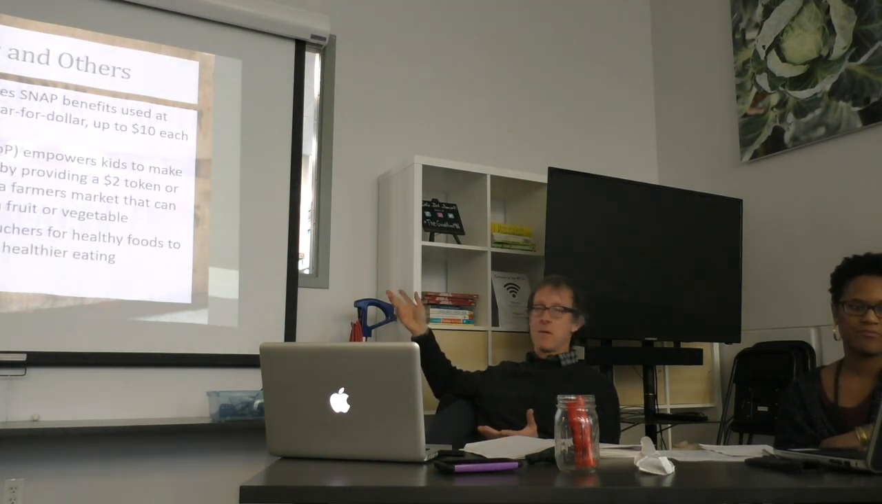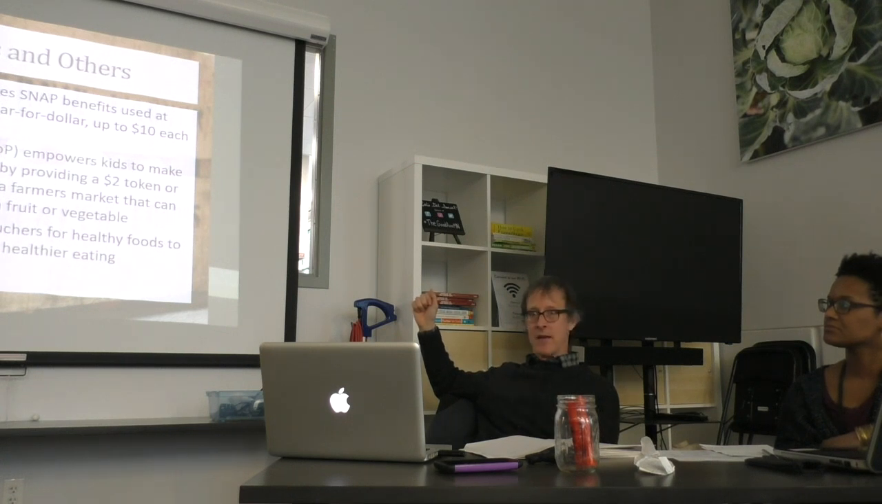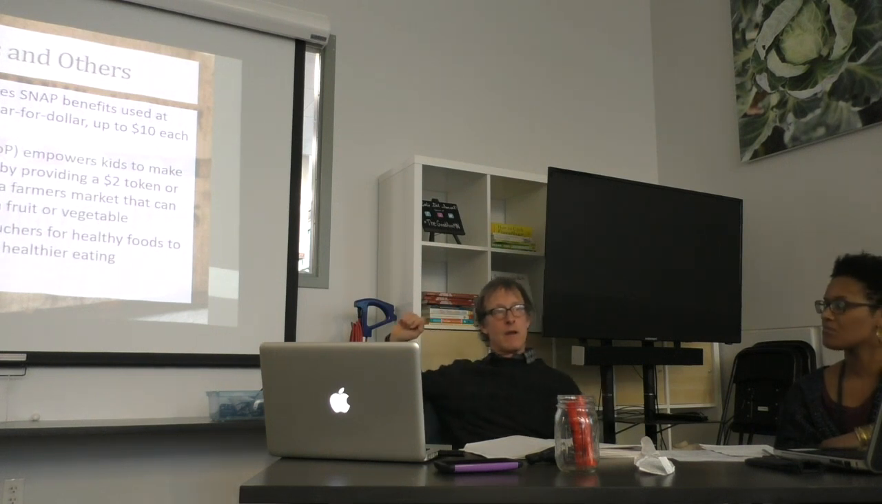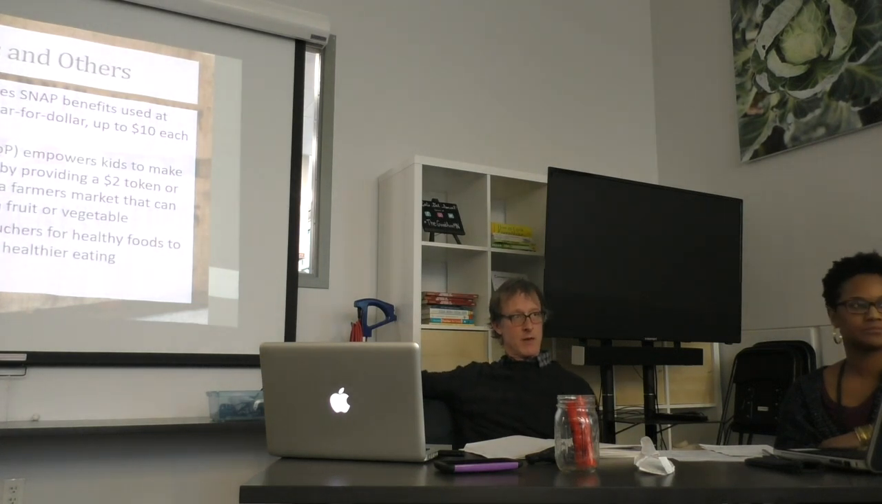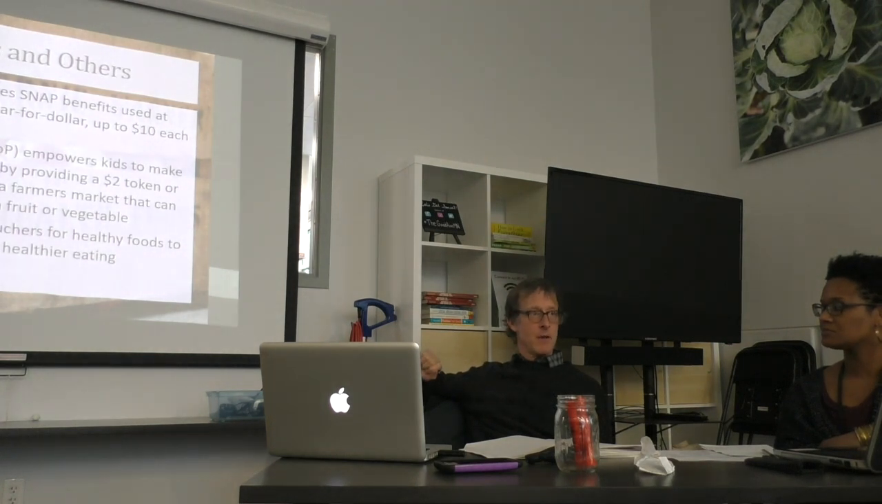So as many of you probably already know, Market Bucks matches SNAP benefits that are spent at the market, 1 for 1, up to $10 each visit. So what does it mean to match SNAP benefits? If a customer wants to use their SNAP benefits at a participating farmers market, and let's say they want to debit $5 from their SNAP benefits account, that $5 will be matched by an additional $5 in coupons that can be used to buy additional SNAP eligible food items.